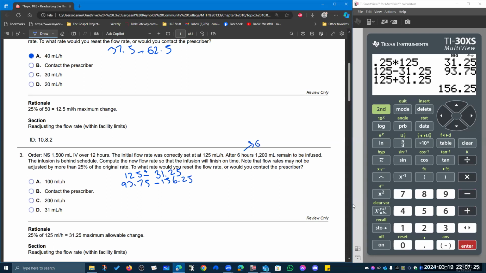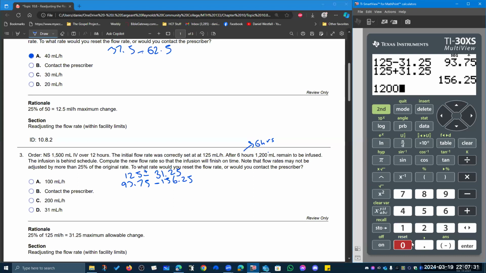We say we still have 6 hours remaining and 1,200 milliliters remaining. 1,200 divided by 6 is going to have to be 200 milliliters per hour, which is outside my safe range. So we're going to have to contact the prescriber to see what to do. We waited too long to check the flow rate. You don't want to wait 6 hours and then check if you're over or under. You want to be checking within the first couple hours so you can see if the flow rate needs to be adjusted when you've got plenty of time left for your infusion.